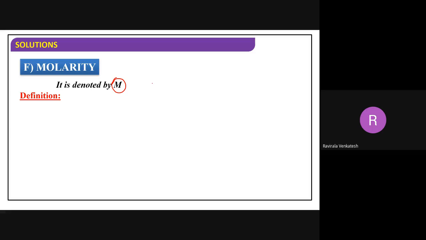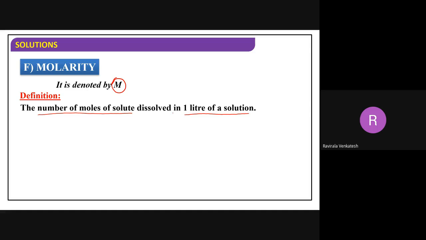What is the definition if you observe here? The number of moles of solute present in 1 liter of solution. How many moles of solute present in 1 liter of solution is called what? Molarity. This is the definition.